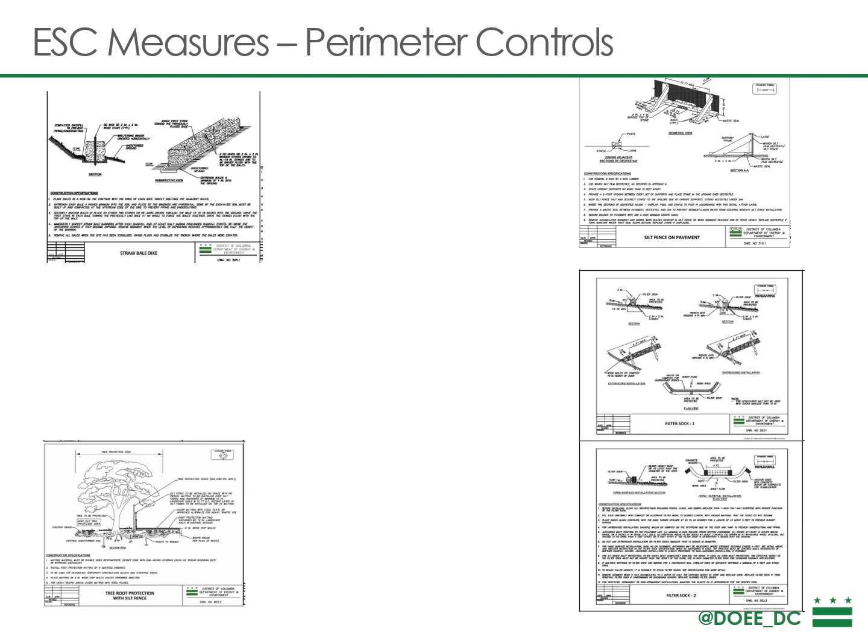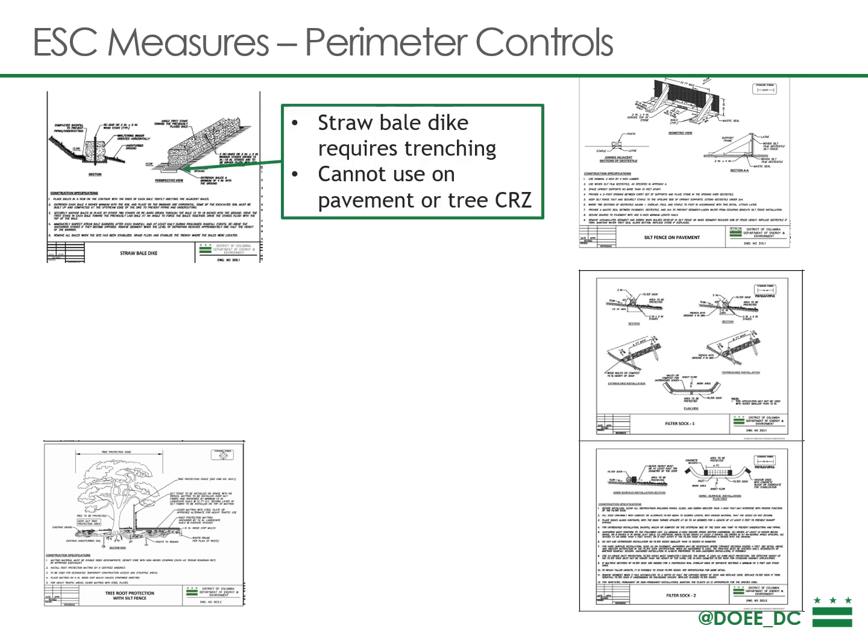Let's talk for a moment about some of the perimeter controls. One thing we'll often see is straw bale dike used as a primary mechanism or primary perimeter control. That's not recommended, and oftentimes what we see is straw bales just sitting on the surface. If you look closely at the detail specification from the ESC manual, you'll see that straw bale dike actually requires trenching and staking. That can't be done on pavement, and you can't trench within a tree critical root zone. So this is not an appropriate perimeter control for paved or tree critical root zone areas.